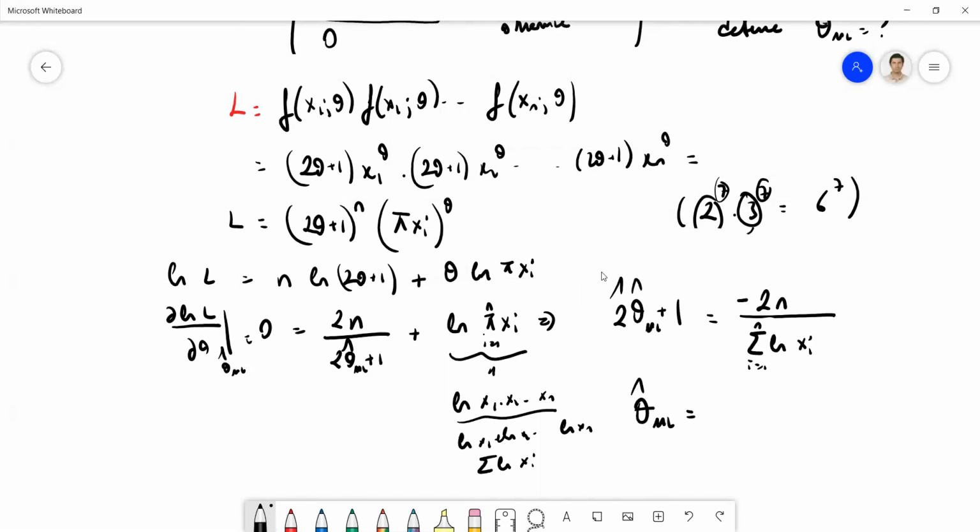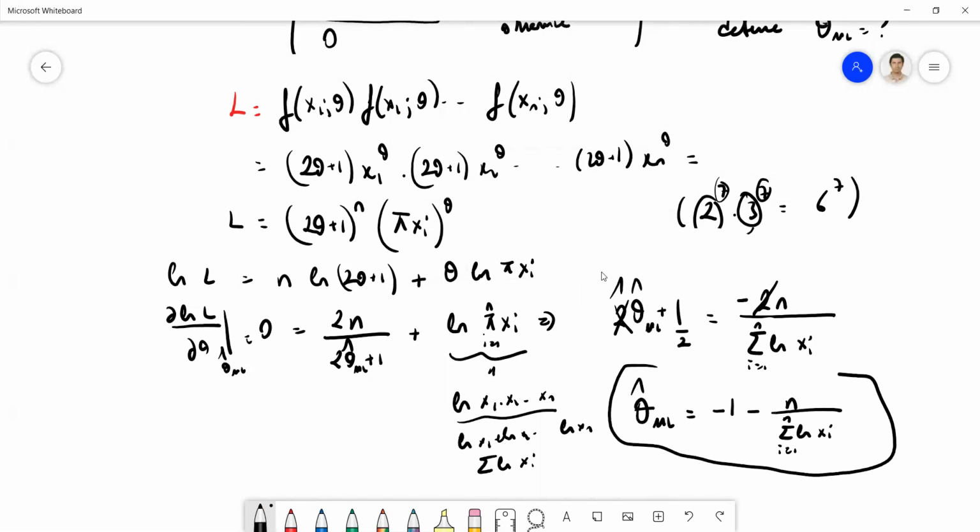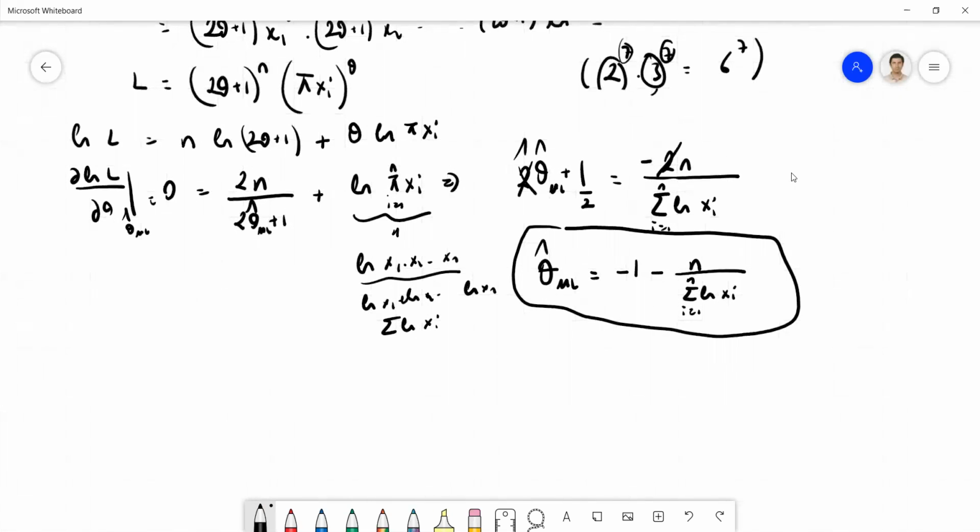This is going to be equal to 1 over 2, and this will cancel. So when I put this to the other side, it's going to be minus 1 minus the sum of ln xi over n. Well, this is the maximum likelihood solution, which doesn't look like anything that I know of. Maybe I can put it that way: minus 1 minus the sum of ln xi from 1 to n divided by n. Now I can also put this minus sign here and plus here.